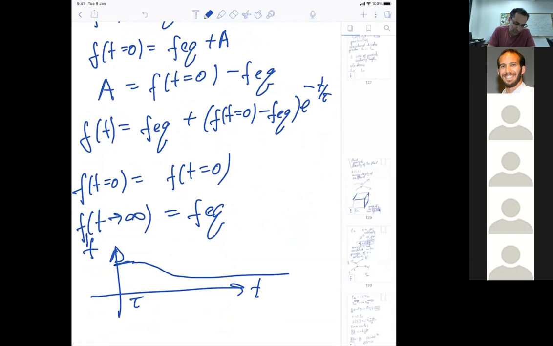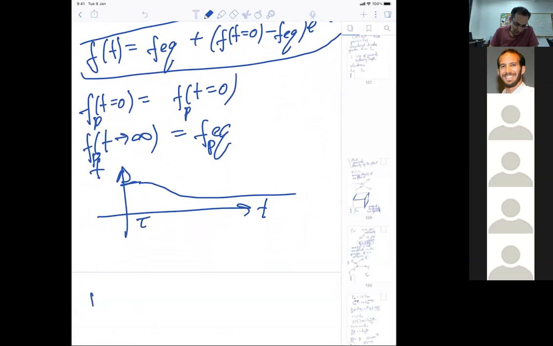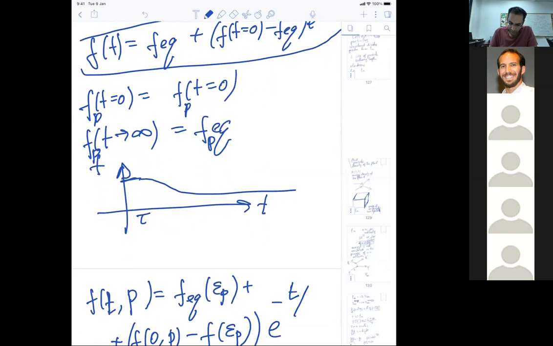Now, of course, this is a function of momentum. So essentially what we are saying is that the distribution function as a function of the momentum and time is an equilibrium function of energy plus f of 0 and p minus f of epsilon p equilibrium times e to the minus t over tau p. That's a refined version of this equation. So it says that at each and every momentum, at each and every energy, the system approaches its equilibrium value with a typical rate tau p.